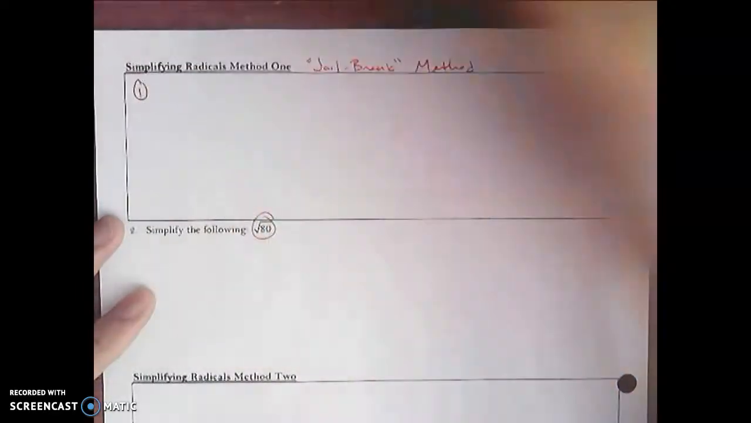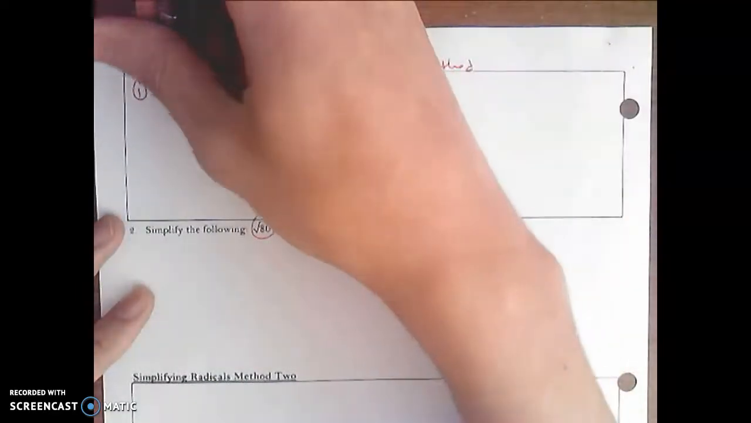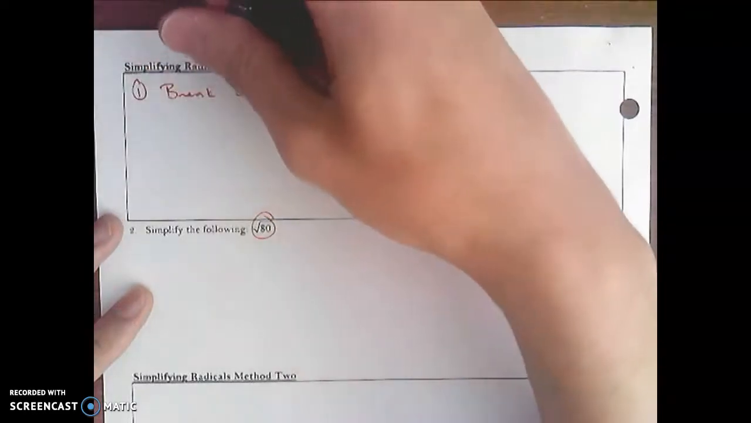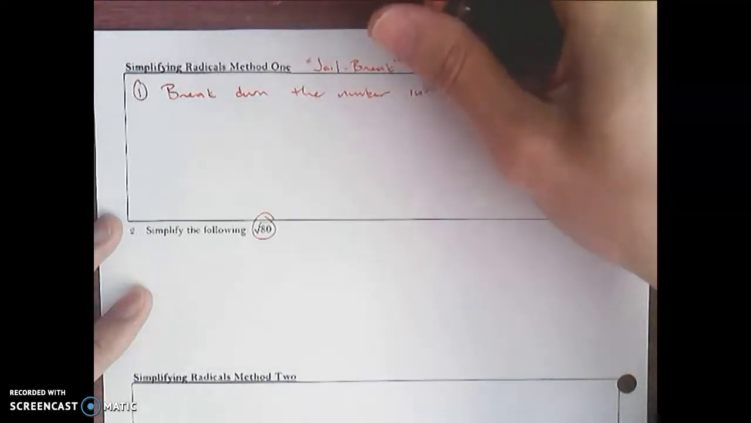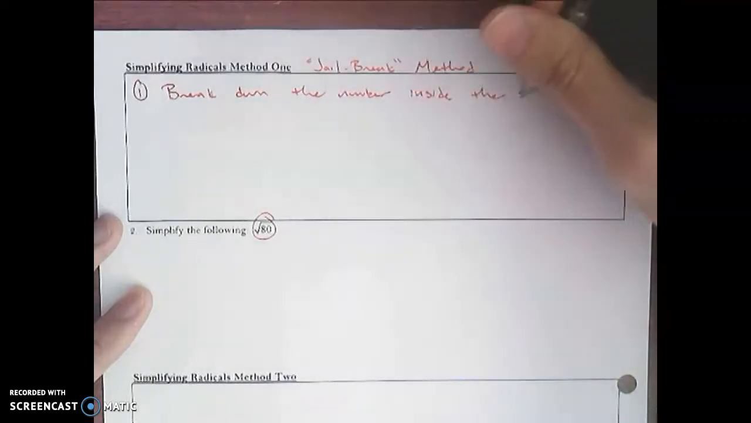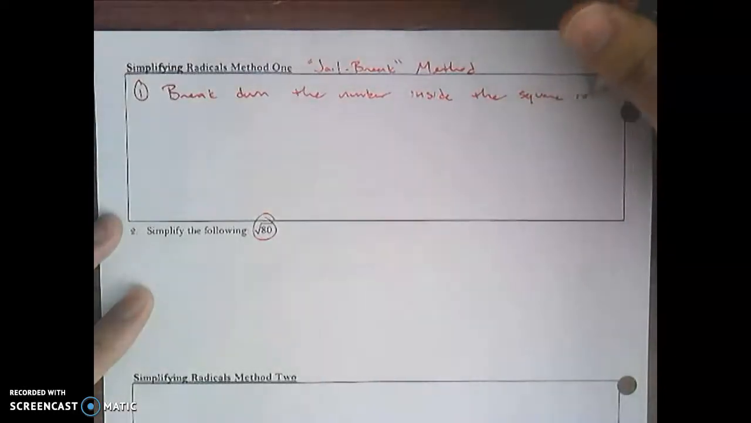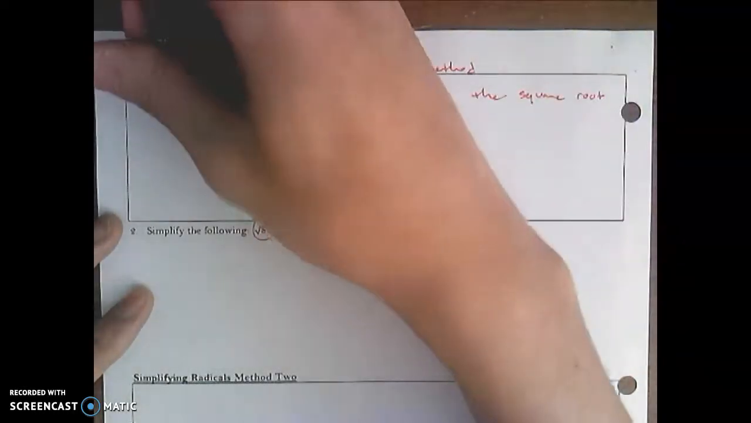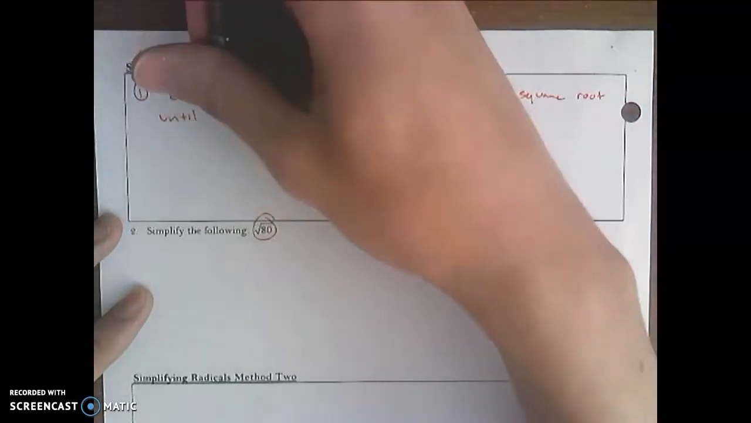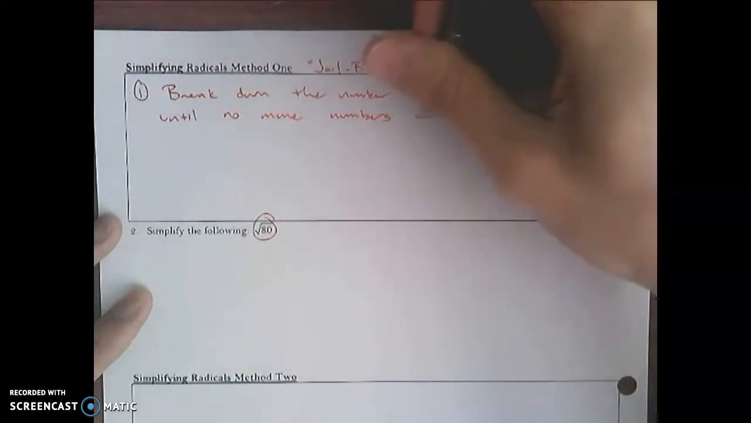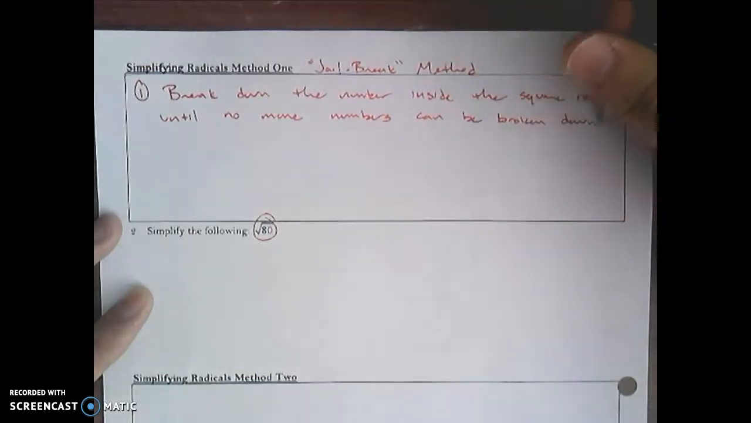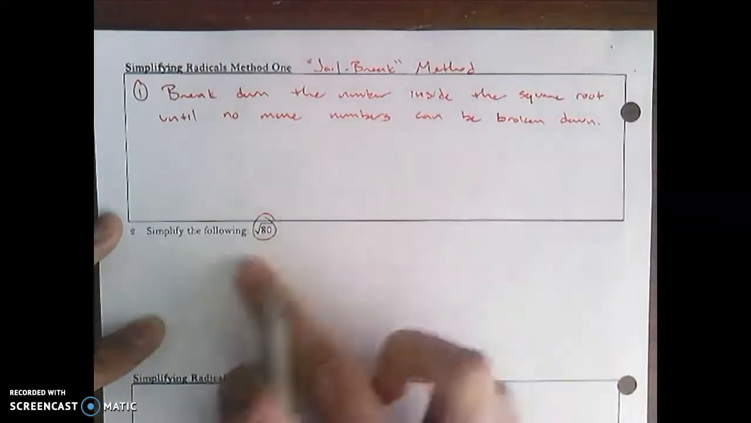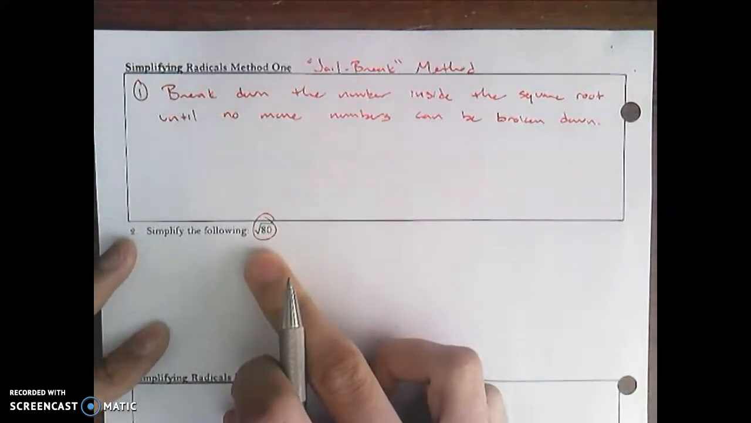In the jailbreak method, step 1 is to break down the number inside the square root until no more numbers can be broken down. So what do I mean by that? Let's take a look at this example. Let's break down 80 until we can't break it down anymore.